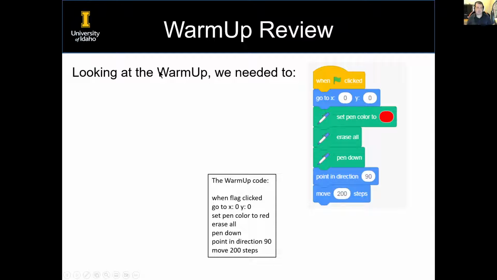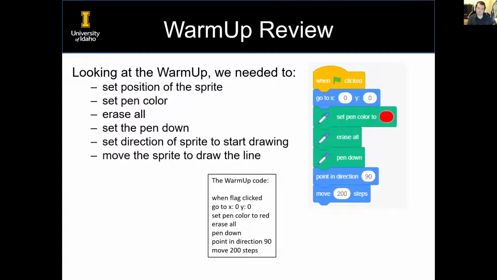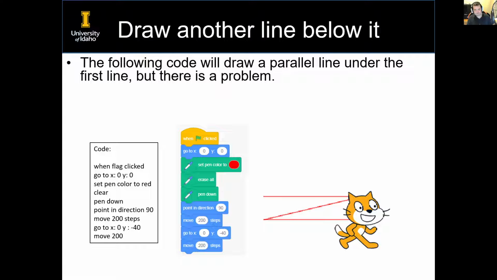Click on this. There we go. So, looking at the warm-up, what we needed to do is we needed to go to 0, 0. We needed to set the pen color. We erased everything off the screen so we weren't drawing in the same place, though you could have and you probably wouldn't have noticed anything. We needed to set the pen down, point in a direction, and then move 200 steps. So that was all good and all.